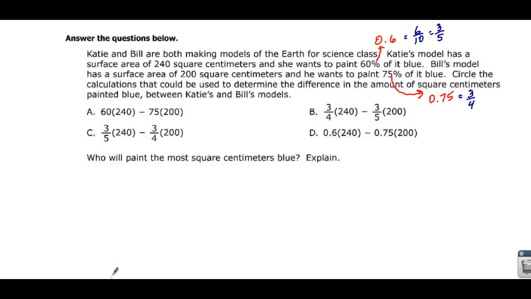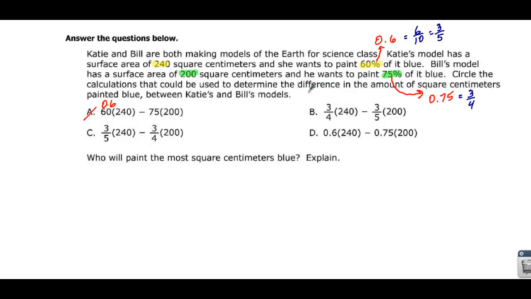So let's look through the answer choices now. 60 times, nope, can't be 60 times, has to be 0.6 times. A can't be true. 3/5 times 240. You remember what I said about using a highlighter. If this helps when you come to take the test, just ask me and I will loan you a highlighter. 240 is going to be 60% blue. 200 is going to be 75% blue. So our 3/5 times 240, yes.